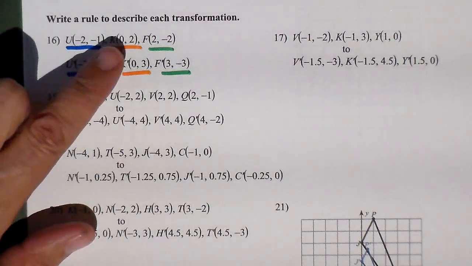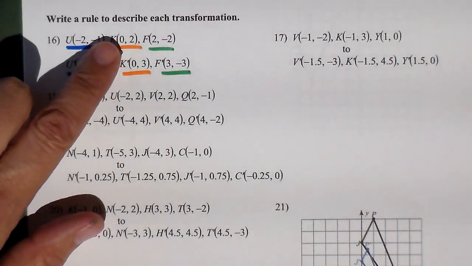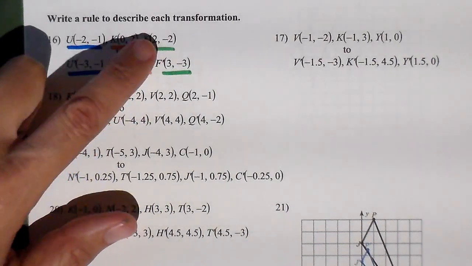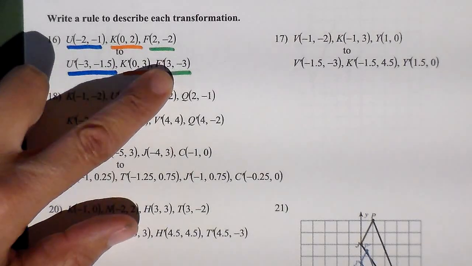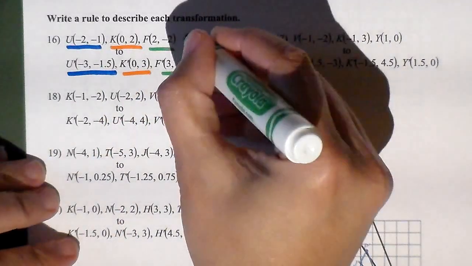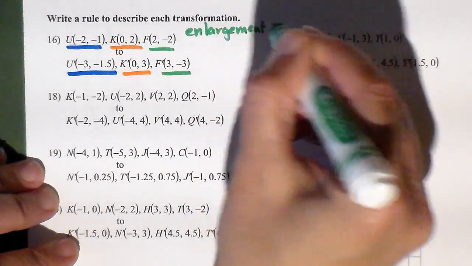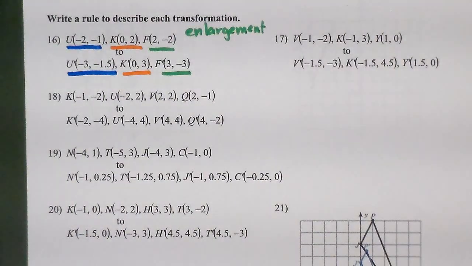Well, think about it. Let's look at the positive case. I went from 0 to 0. I went from 2 to 3. That got bigger, right? From 2 to 3, that got bigger. So this is going to be an enlargement, because the values are getting bigger.